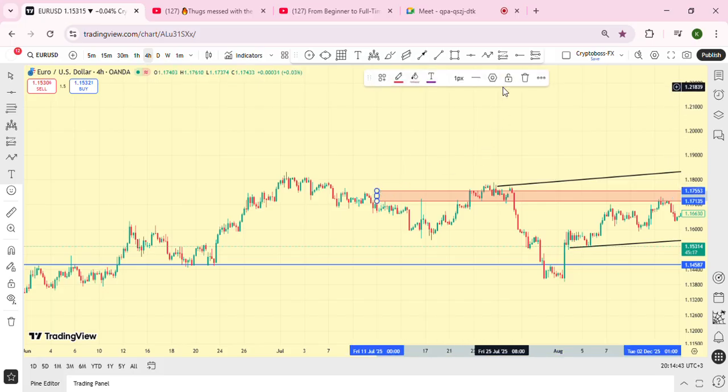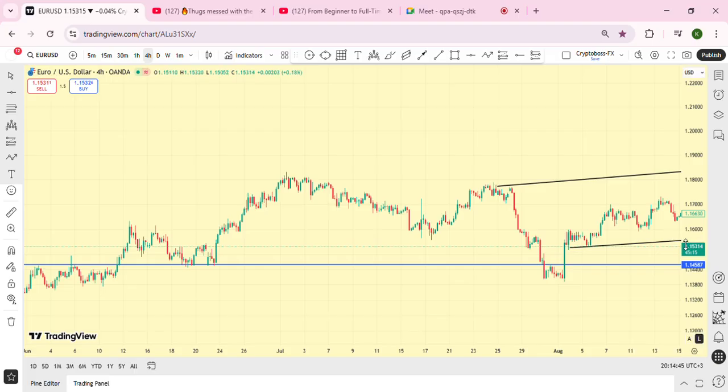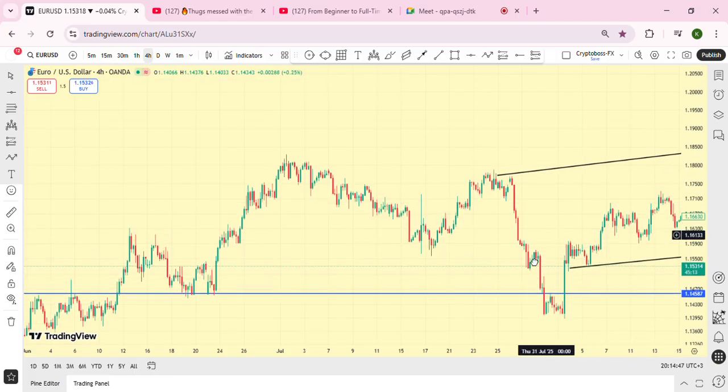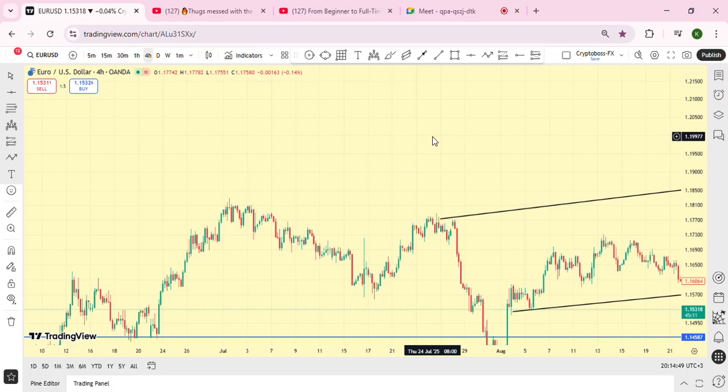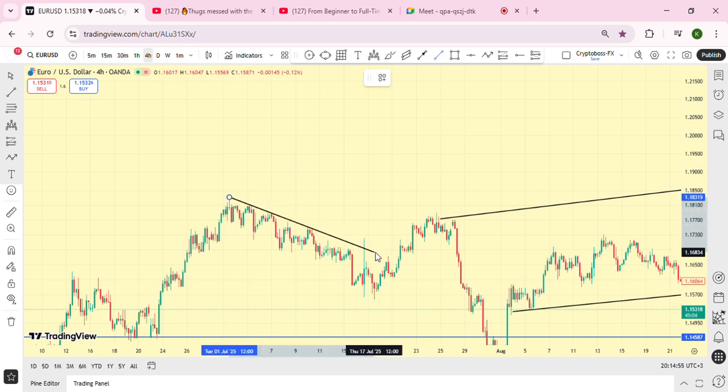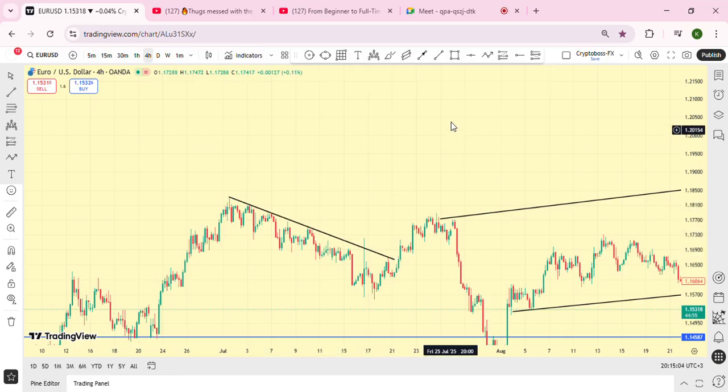We can have an inverse head and shoulders here if I'm not wrong. Let me check. Initially that is what we had there. Initially we had that kind of a trend.